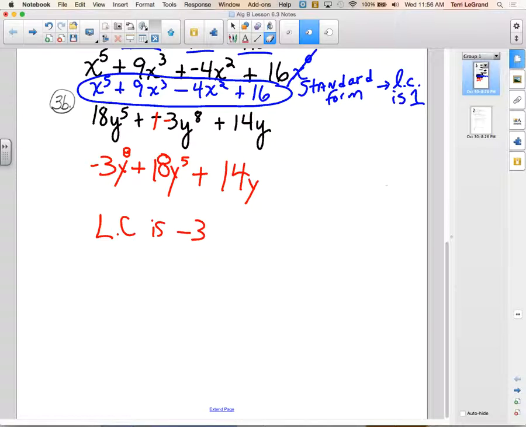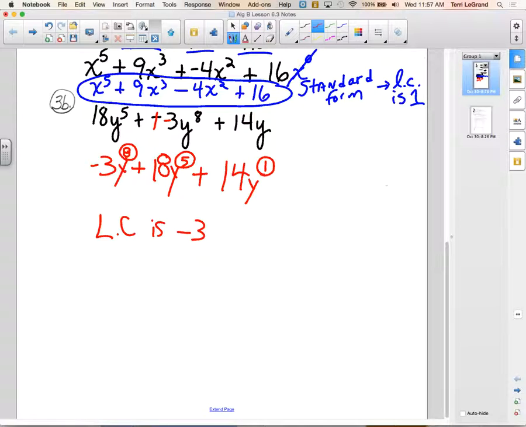Standard form: the exponents have to be in decreasing order. So we have an 8, that's bigger than a 5. A 5 is bigger than the 1 right here that's invisible. So that's what makes it be in standard form. Okay, so any questions about putting a polynomial in standard form and being able to identify its leading coefficient?